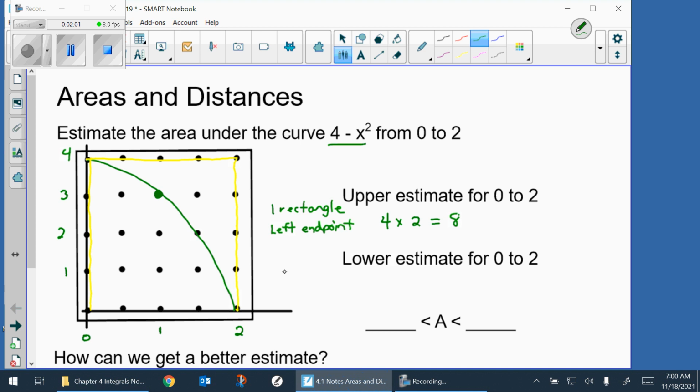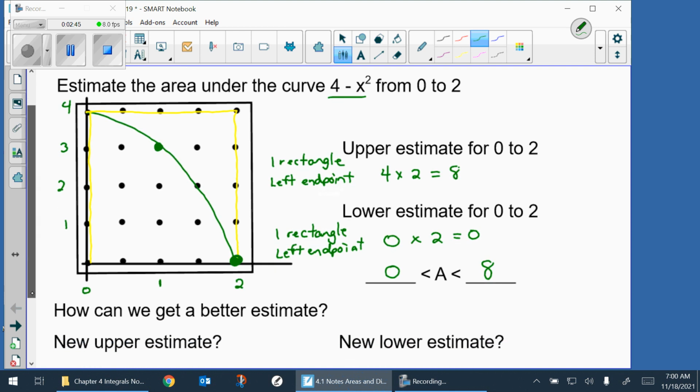Let's use the endpoint that has the lower value on the rectangle. So we will use the right endpoint, which is right over here. And if I use that, the height is 0. The width of this supposed rectangle is 2 units wide, and we would say the area of this region is somewhere between 0 and 8. We haven't really narrowed it down very well, and it's really not a very good estimate.